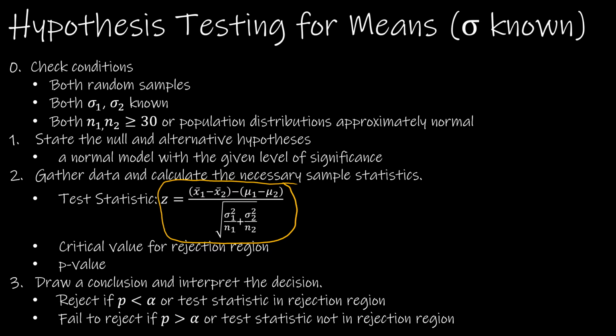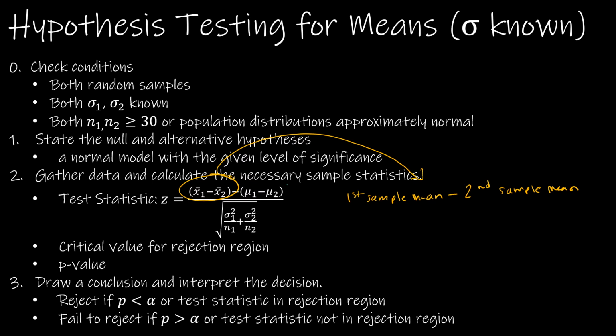What we're looking at here is x bar 1, so that is the first sample mean, minus the second sample mean. That's the first part. Okay, now what's this? Well, we're not going to be given two means. What this is going to represent is the hypothesized difference.